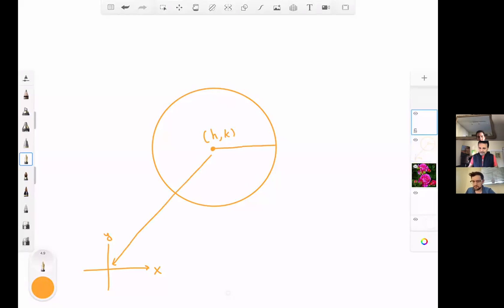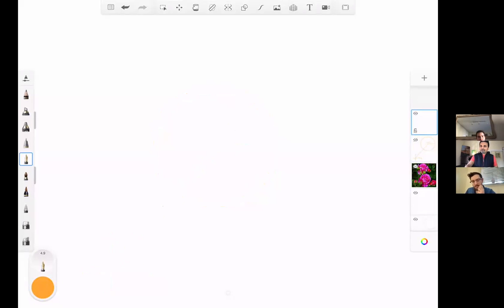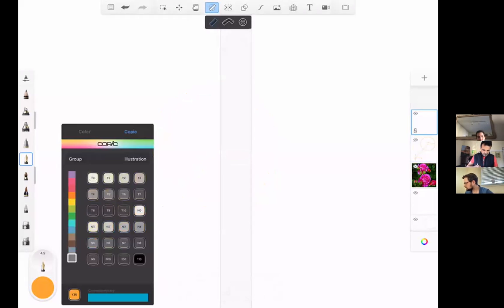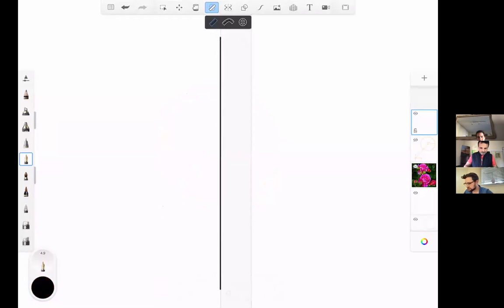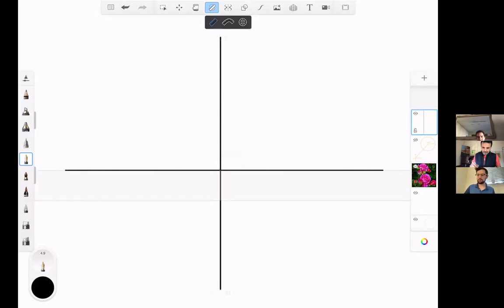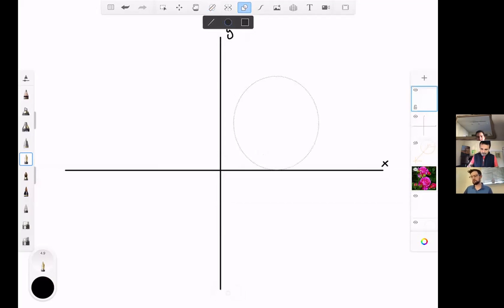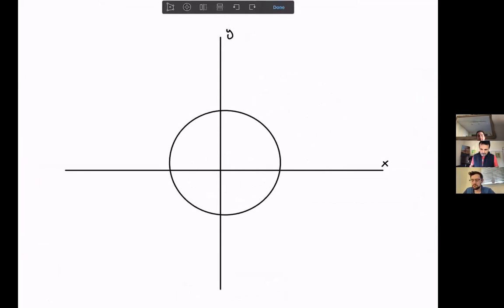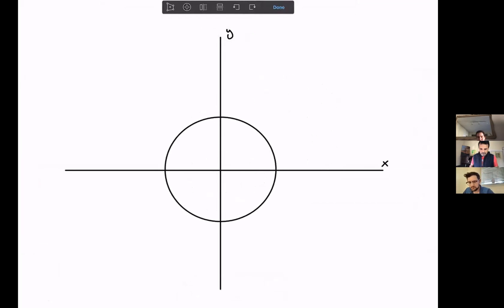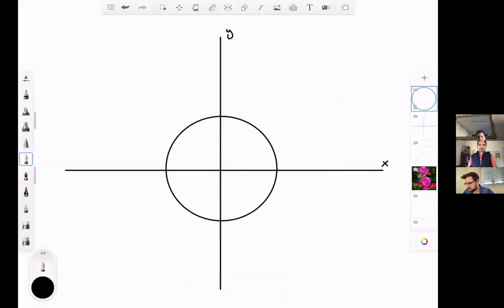So I'm going to make another layer here. I'm going to make X and Y axis. This is Y axis. This is X axis. That's our favorite X and Y. And we're going to have a circle on the center. So it's going to go right here. All right.